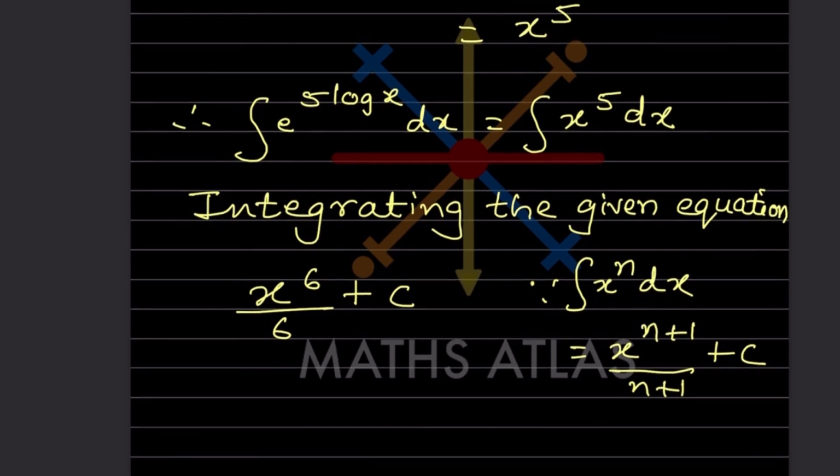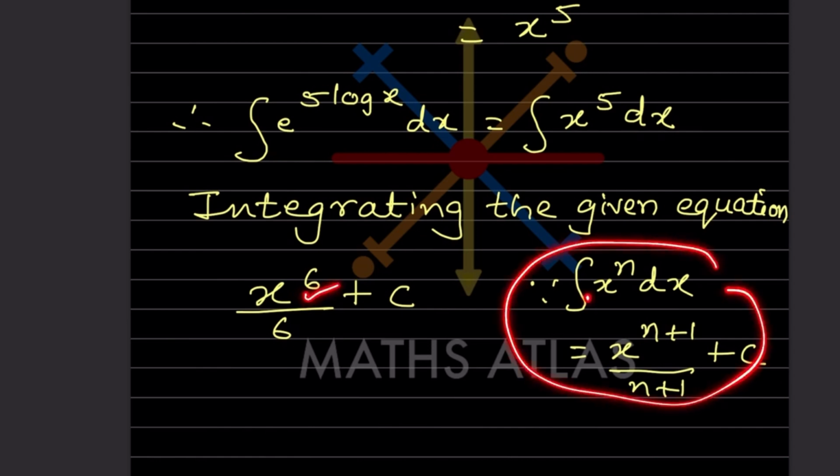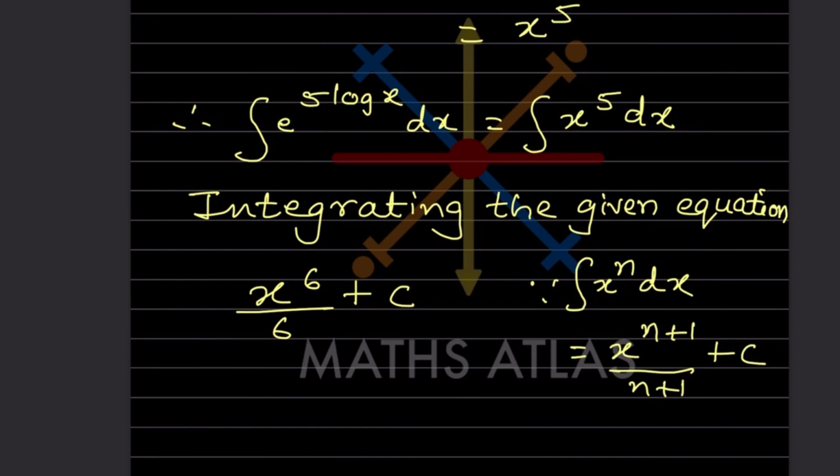Now what are we going to do? Now we are going to integrate this. When we integrate this, what will you get here? x to the 6 divided by 6 plus c. How did you get this x to the 6? We have the formula: integration of x to the n dx will be, we have to add 1 to it, and that will be x to the n plus 1 divided by n plus 1. Here n is 5, so 5 plus 1 is going to be 6, divided by 6 plus c. So this is the answer for this one.